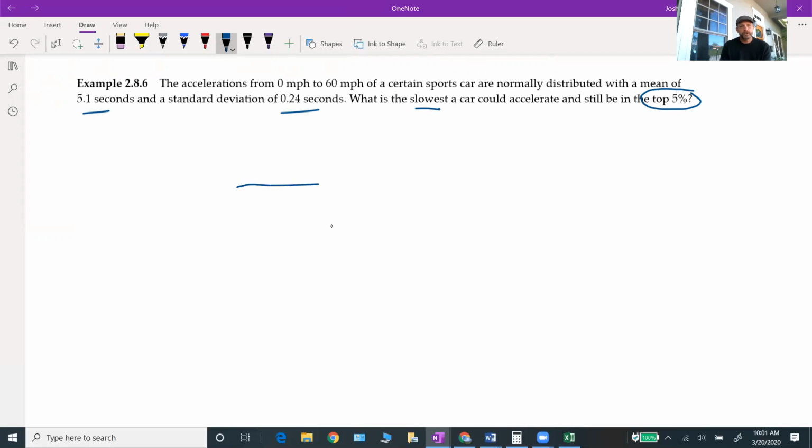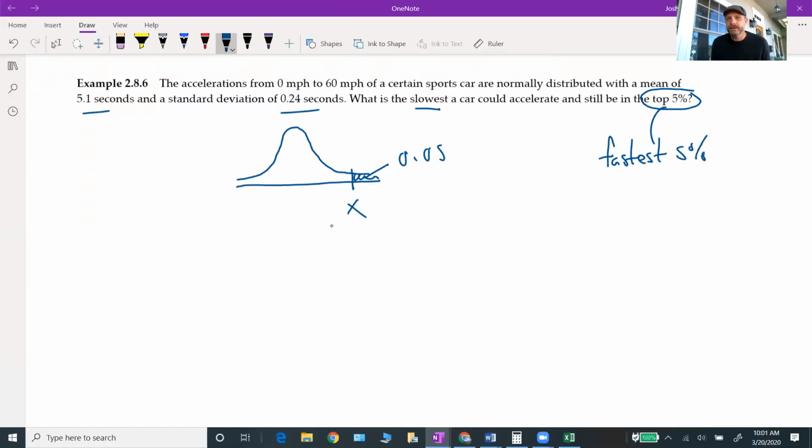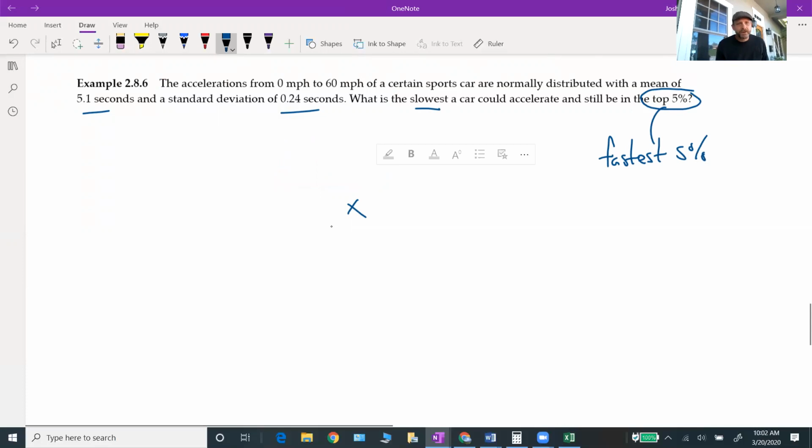Now, before we just put this on cruise control, sorry, bad joke, and come in here and say, okay, well, top 5%, that must mean that this area up here is 0.05, and we want to find this value. But think about what this is saying. Top 5%. This really means the fastest 5%. Well, if you're talking about time, what makes something faster? What makes it faster is a smaller time, right? So just because you see top 5% in context here, that's not what we want, right?